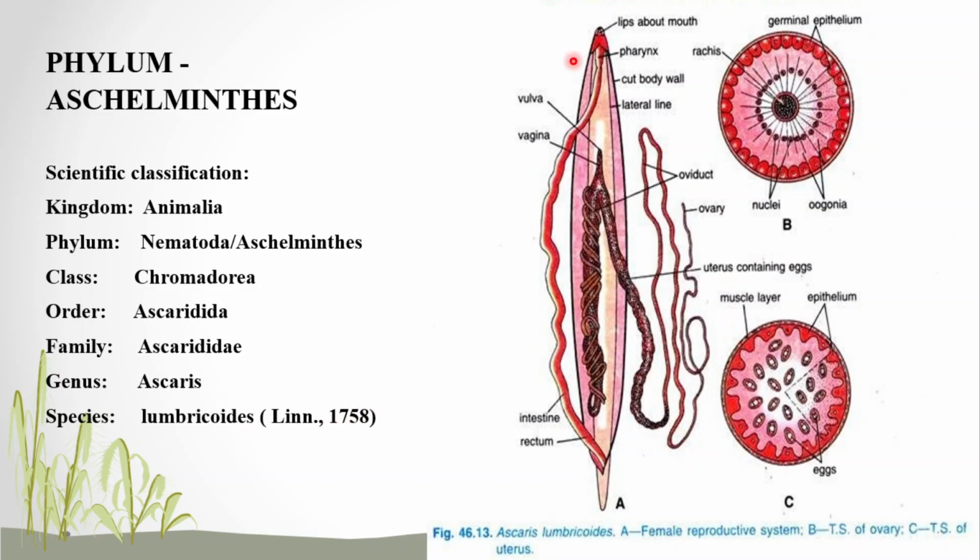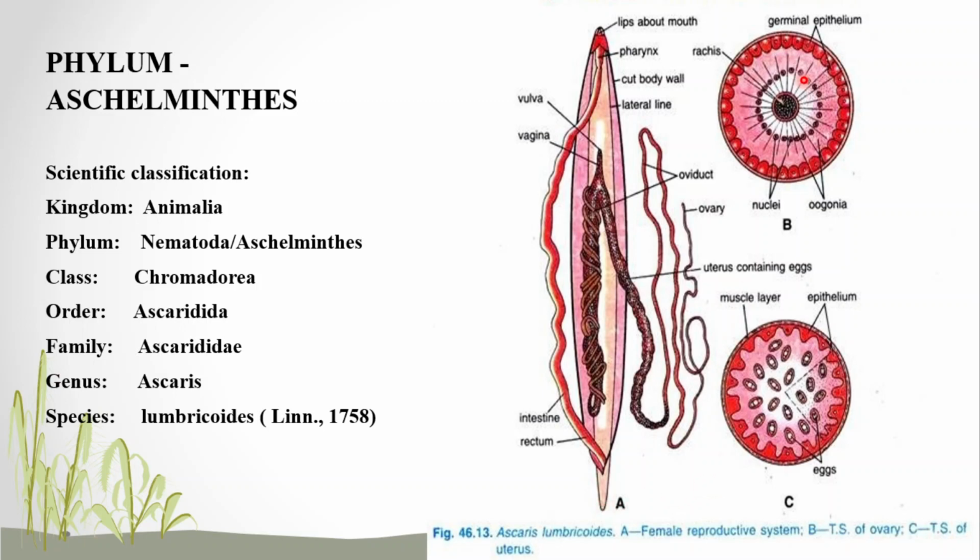So this is the diagram. This is the complete diagram of the female reproductive system of female Ascaris. See here, it is present in the posteriormost region of Ascaris lumbricoides. This is the female Ascaris, so the tail region is not curved here. It has a straight tail.